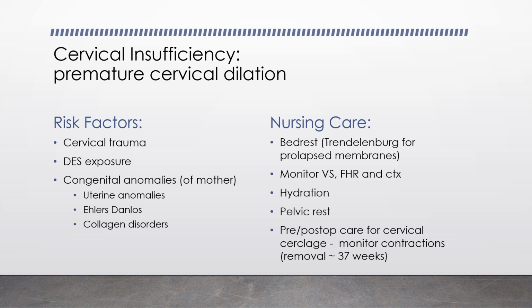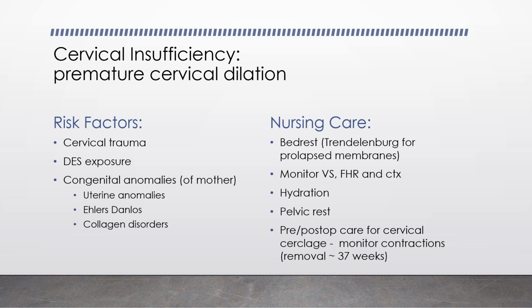A lot of times before 24 weeks, if this happens, women will undergo a procedure called cervical cerclage, and that's when there's a purse string suture placed around the cervical opening and drawn shut. Then it'll be removed at about 37 weeks, and the woman can then go into natural labor because she's at term.